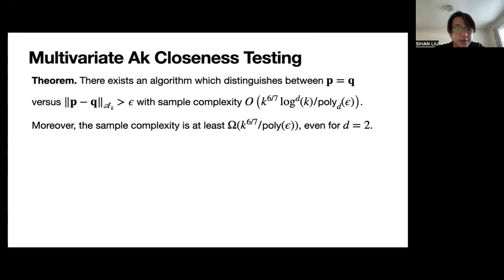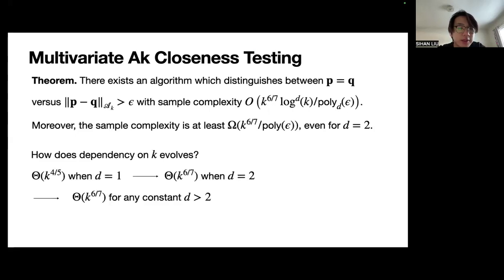Multivariate AK closeness testing, which is the main focus of this work, turns out to be very different from its 1D counterpart. On the positive side, for any constant d, we show that there is an algorithm with sample complexity k to the power of 6/7 times poly 1 over epsilon times some polylogarithmic factors. On the negative side, even for d equals 2, we show that k to the power of 6/7 times poly 1 over epsilon many samples are necessary for this test. This is notably worse than the sample complexity of 1D AK closeness testing.